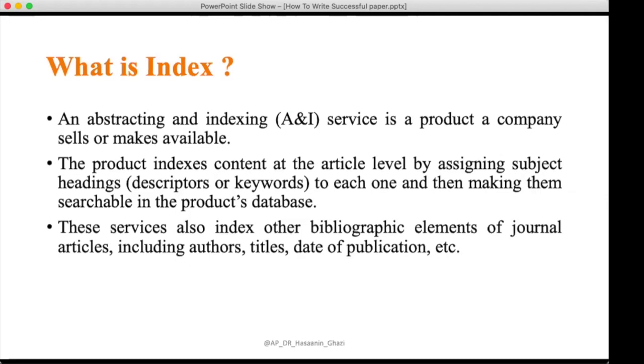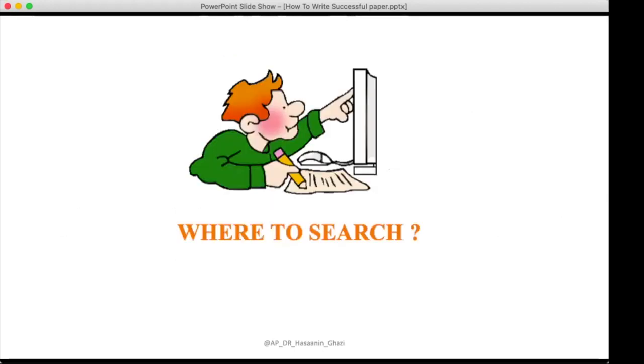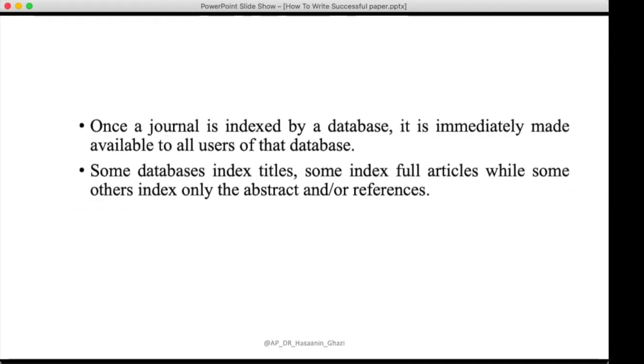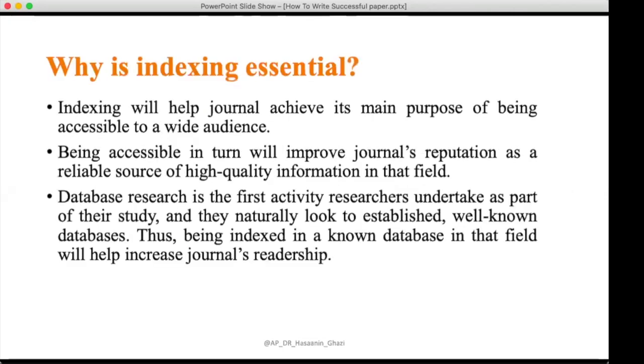But what is the index? They will only index the title, the author name, affiliation, abstract, and the keywords. So later, when a student or a researcher goes and searches online in this database, your paper will appear to them, and then they will cite your work. This is the whole purpose of indexing. It is very essential for any journal to be indexed, as it helps the journal achieve its main purpose of being accessible to a wide audience. And of course, if you are accessible, that in turn will improve the journal's reputation.